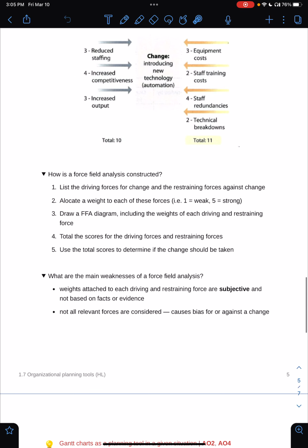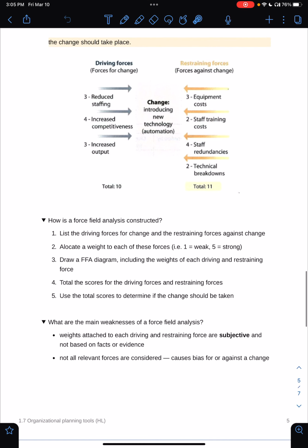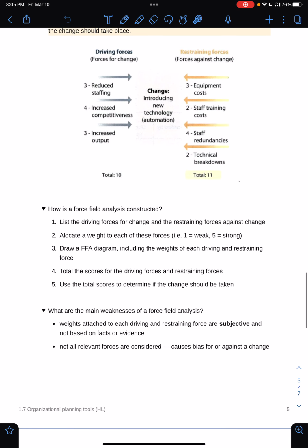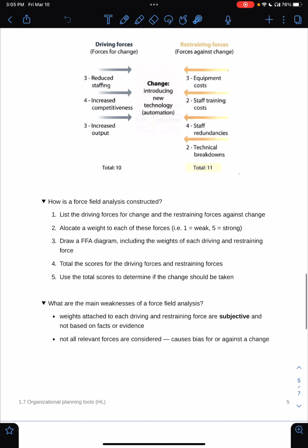So how is the force field analysis constructed? We first list the driving forces for change and the restraining forces against change, and then we allocate a weight to each of these forces. For example, 1 being a weak force, a 5 being a strong force. And then we draw a force field analysis diagram, including the weights of each driving and restraining force. Then we total the scores of the driving forces and restraining forces, and then we use the total score to determine if the change should be taken.